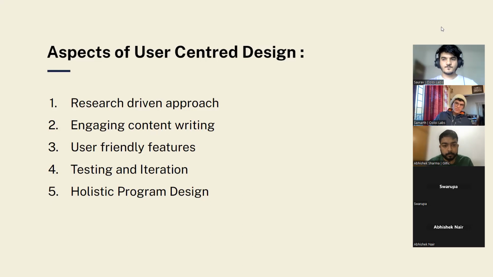So some of the aspects of user-centered design that we focus on in this program, as well as in our work: one is a very research-driven approach right from the start itself. Two is engaging content writing, trying to understand the context of the user and being able to mold the content, not just structurally, but also in the tone of it, to make it as relevant to the users as possible. User-friendly features is more to do with accessibility. I think accessibility again becomes not just a part of content or research, it's something that comes very close to understanding the format that you're using.